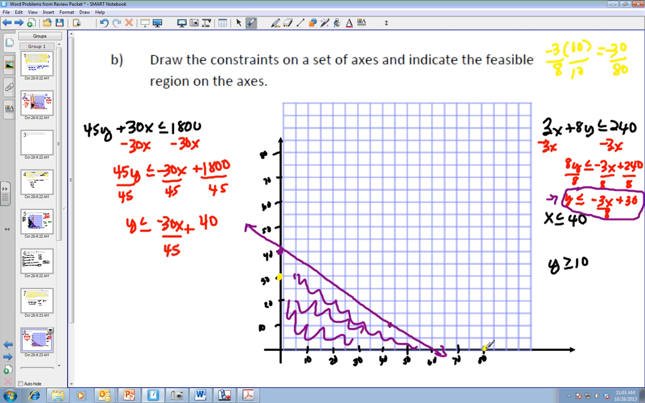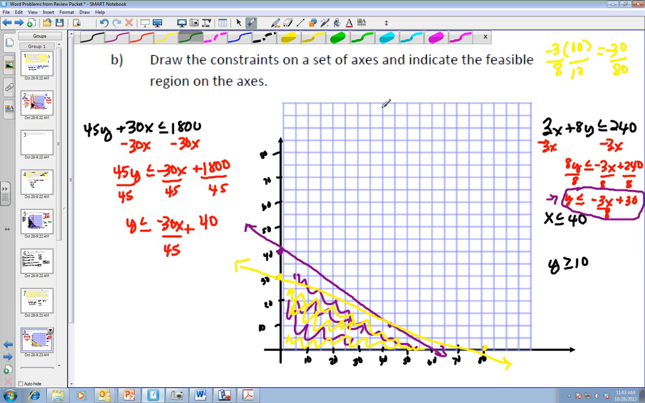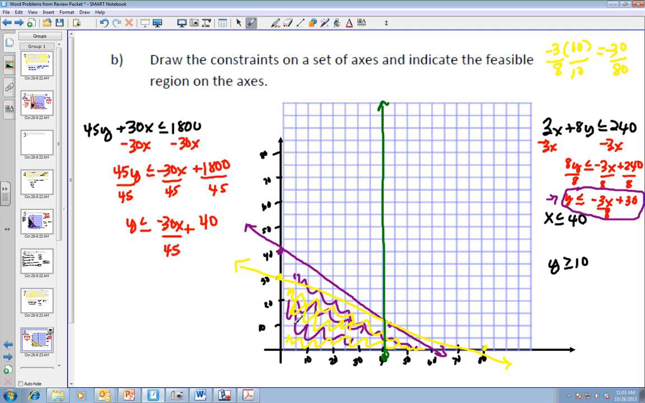So I'm way over here. So there's this line. Okay, and again, I missed my line. And this is less than, so I need to shade below this line. So right now, that's my area that is overlapping. Okay, I have x is less than or equal to 40. That's going to be a vertical line at 40. It's less than, so I'm going to shade to the left of this line.